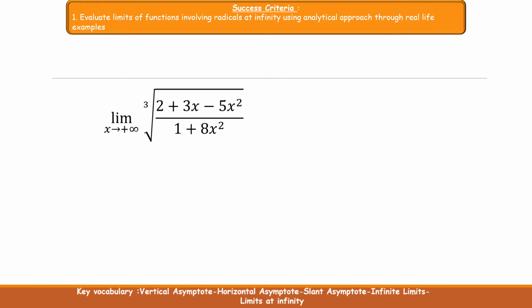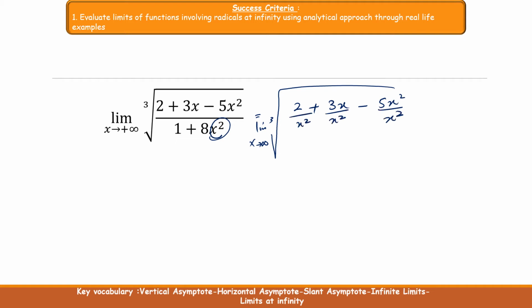Now here is a cubic root, but the good thing is that everything is inside the cubic root, so no need to worry. The highest variable will be our x square. So we will write our numerator, and everything will be divided by x square. Now write the denominator, and everything is divided by x square.